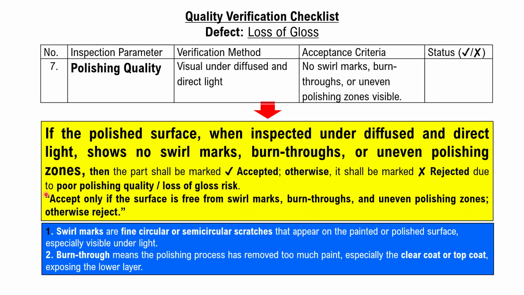Hence, accept only if the surface is free from swirl marks, burn-throughs, and uneven polishing zones. Otherwise, reject. The swirl marks mentioned here are fine circular or semicircular scratches that appear on the painted or polished surface, especially visible under light. And burn-through means the polishing process has removed too much paint, especially the clear coat or top coat, exposing the lower layer. Therefore, the acceptance criteria is no swirl marks, burn-through, or uneven polishing zone visible related to the polishing quality.